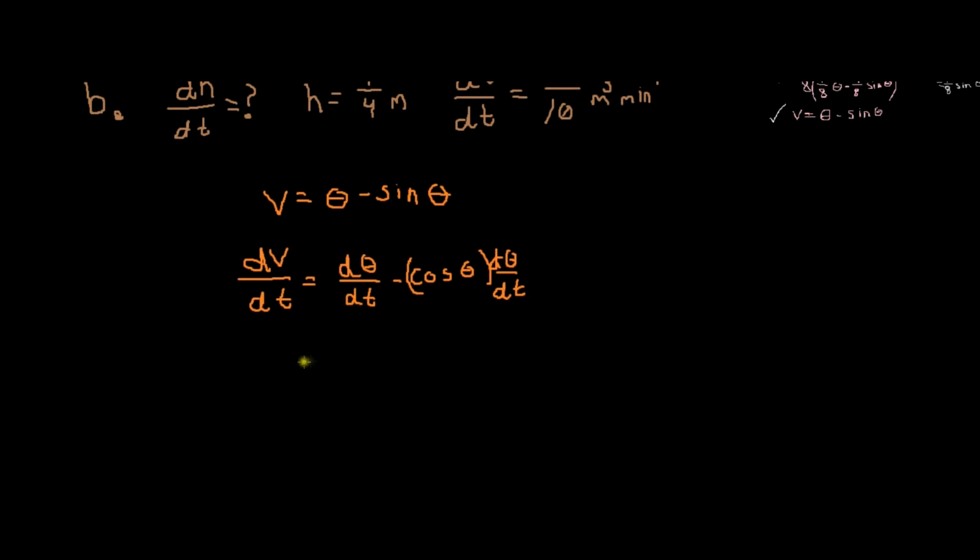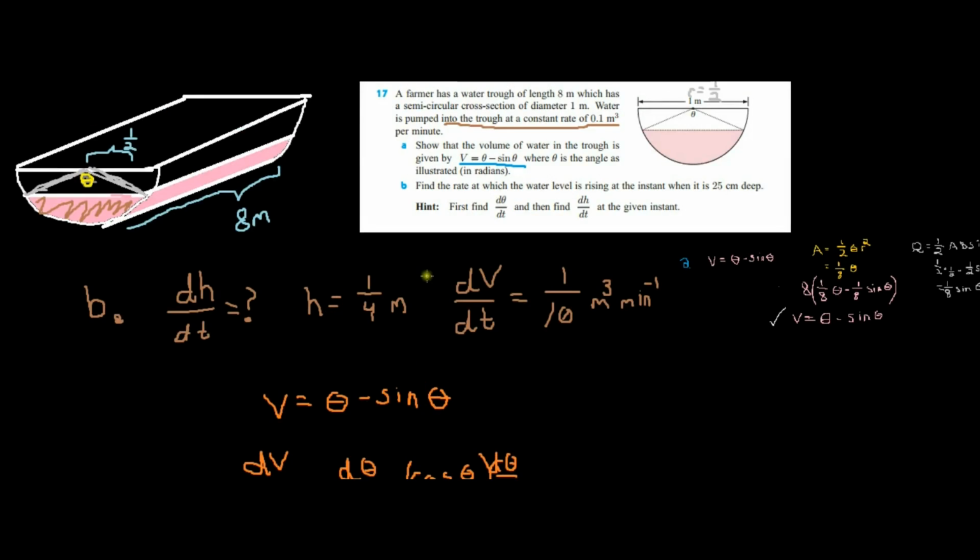Factoring a d theta/dt out and dividing, d theta/dt is equal to dV/dt times 1 over 1 minus cosine theta. How about we try finding what h is now?